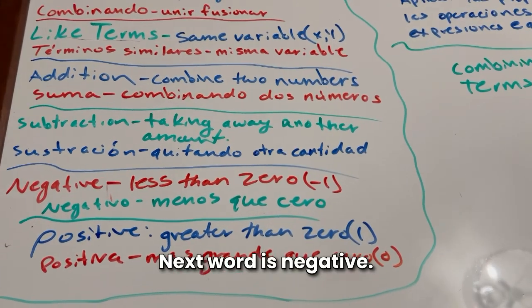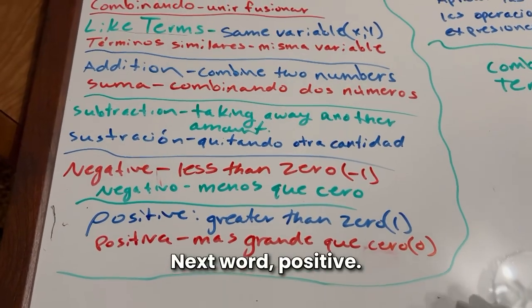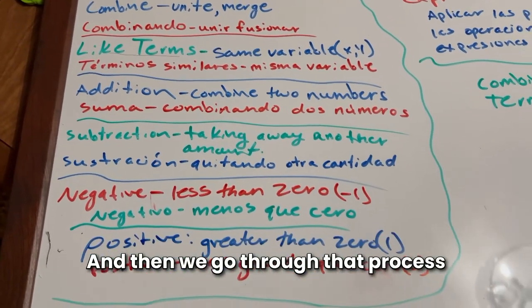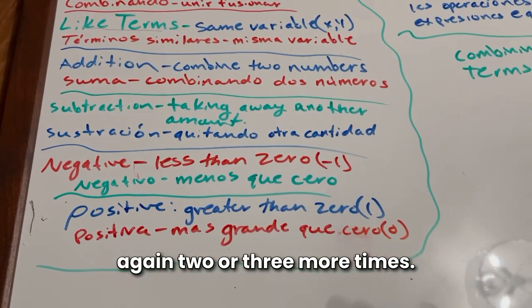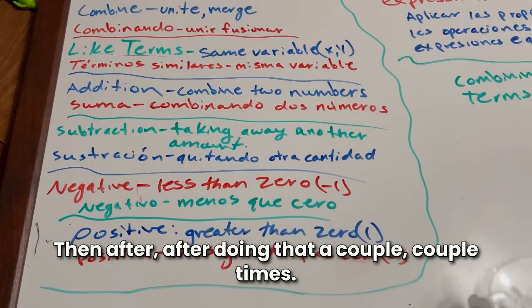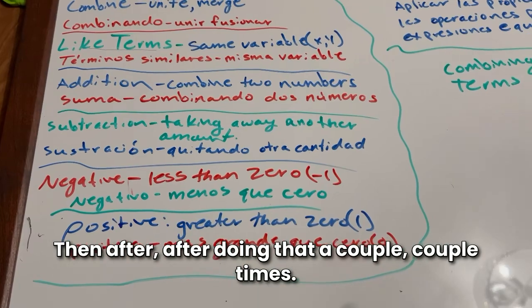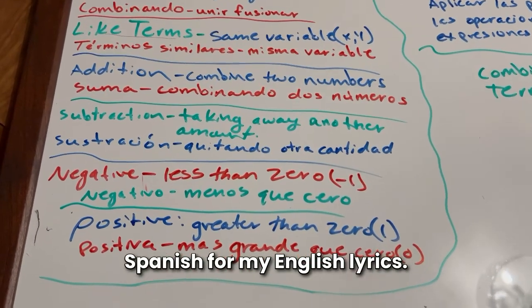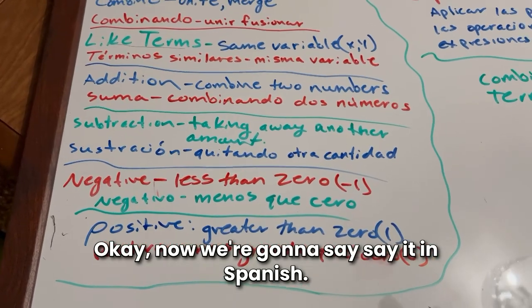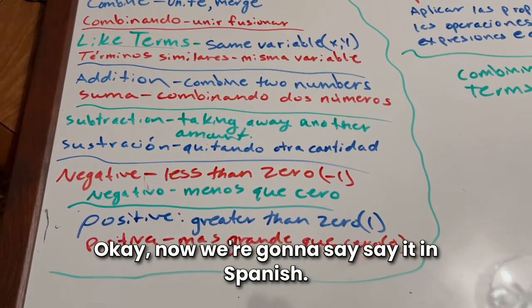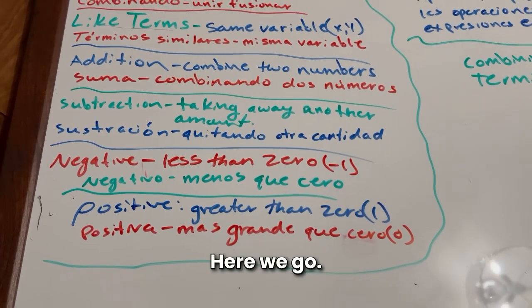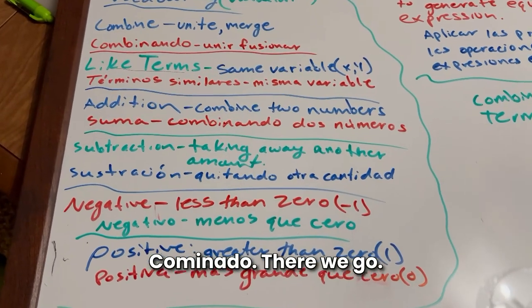Next word is negative. Next word, positive. Okay, and then we go through that process again 2 or 3 more times. Then after doing that a couple times, I have them doing it in Spanish for my English learners. Okay, now we're gonna say it in Spanish. Ahora la vamos a hacer en español. Ready? Here we go. Combinado.